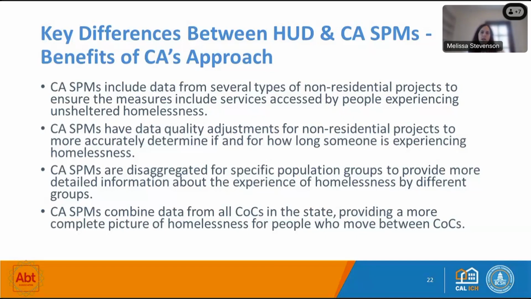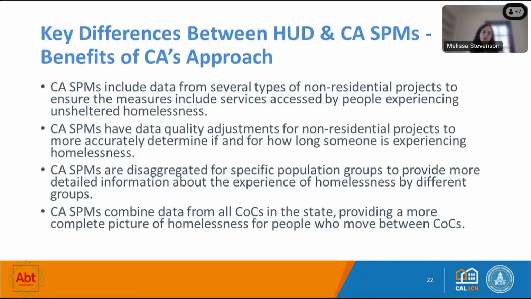The California SPMs include data from several types of non-residential projects. That's, I would say, one of the biggest differences. The HUD SPMs do report on exits from street outreach, but other than that, they don't include those services-only projects, coordinated entry, etc. So those folks are counted across the California SPM. So you'll see differences in your data here against the HUD SPM report because of that.